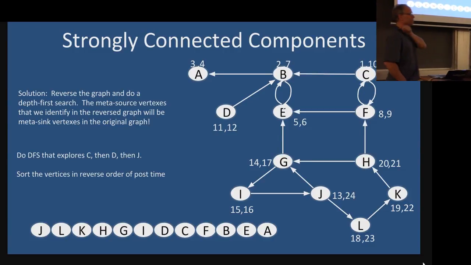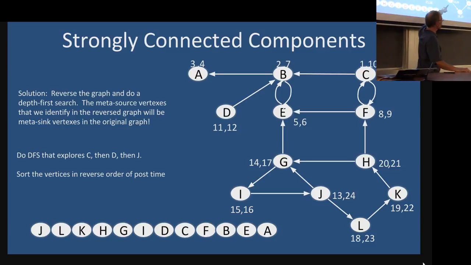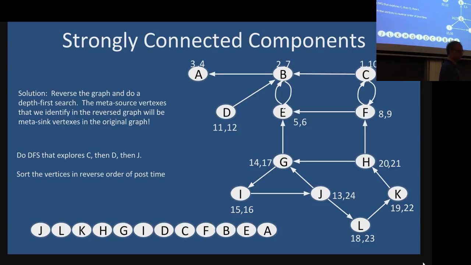It tells you the first ones to start with, because they're going to sink, and then you can remove them, and then the next one. Okay. So this tells us that because J has the highest post time, that means that J occurs in a meta source of the reverse graph. But it also means that it occurs in a meta sink of the original graph.